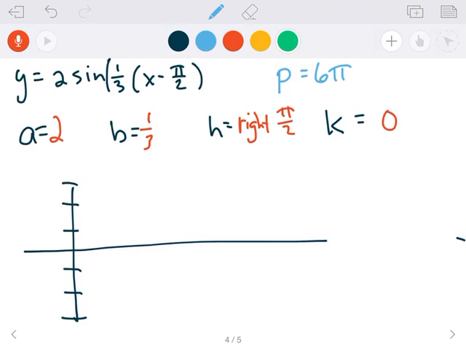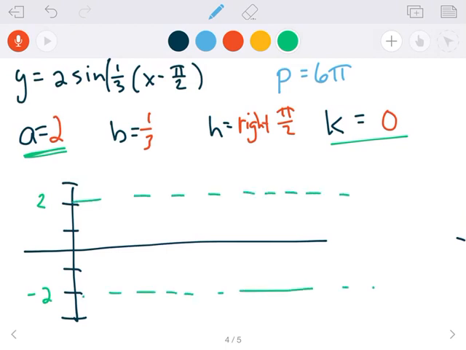So starting again always with the midline, which in this case we see is 0. So we don't have to shift our midline at all. We're going to keep the x-axis as our midline. And then going to the amplitude, which we see is 2. So we're going to go up 2 from 0, and we're going to go down 2 from 0. So our graph is going to be between 2 and -2.